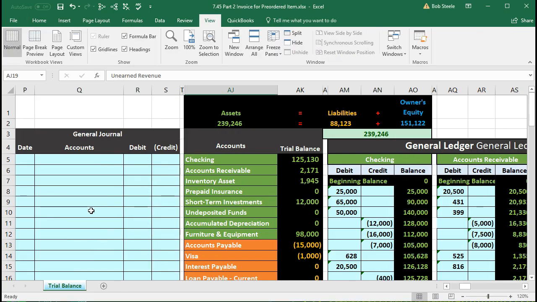Here we are now going to record those two receipts of payment and then deposit into the checking account of those two receipts of payments.